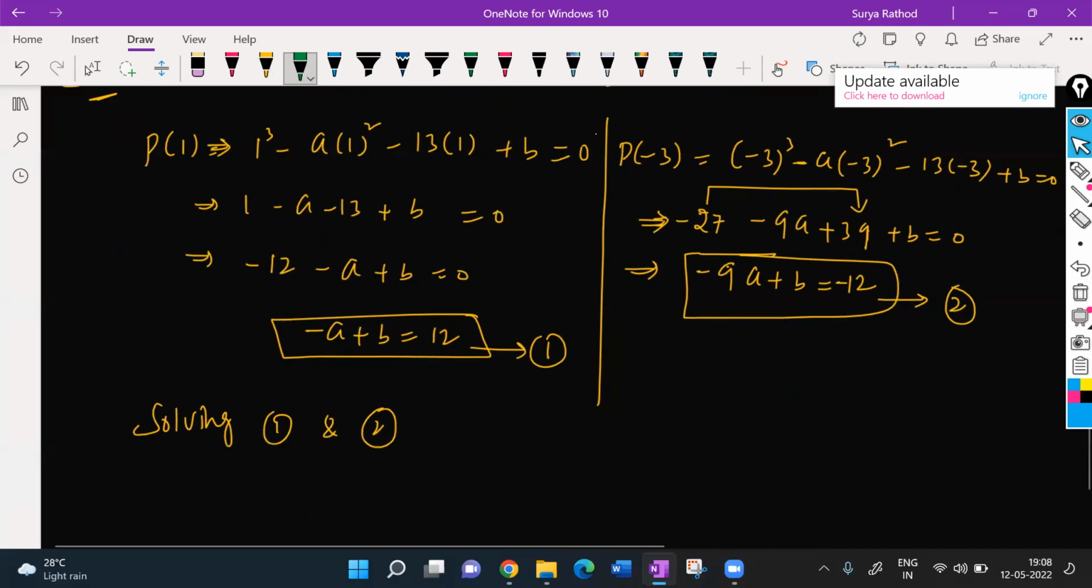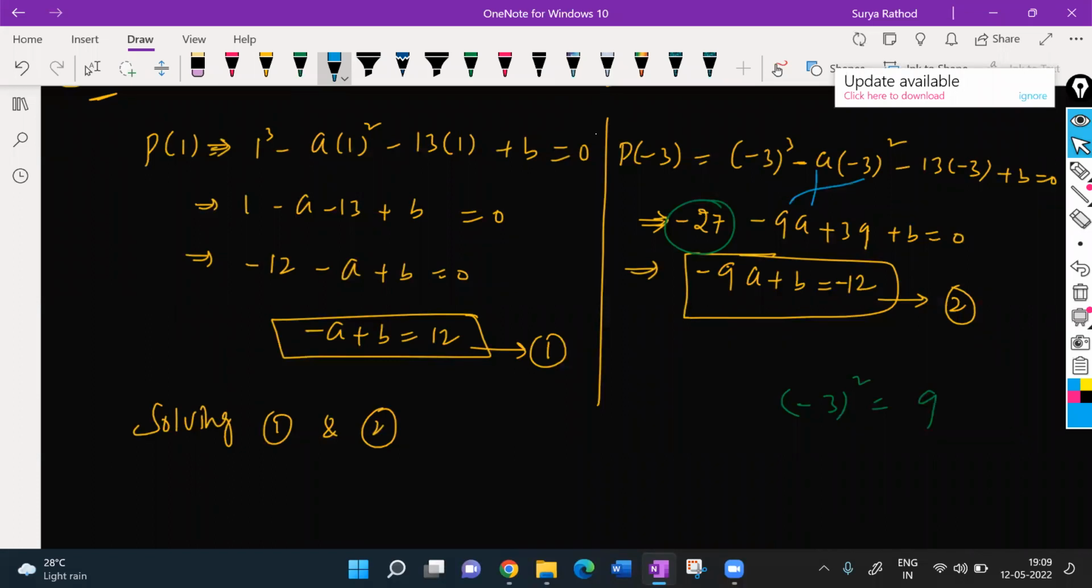P of minus 3. I didn't do anything. Look at it. Minus 3 whole cube, how much? Minus 27. Minus 3 whole square, how much, beta? 9. Correct? This minus a as it is I wrote here, so that is how it became minus 9a. Minus a times minus 3 gives plus 39 here, 13 threes. B as it is I wrote. Now what I did here? Minus 9a plus b I'm writing on the left side. And minus 27 and plus 39 gives me plus 12. So shifting to the right hand side it becomes minus 12. Correct? Understood my point? Now solve it. Okay, please give me a minute.